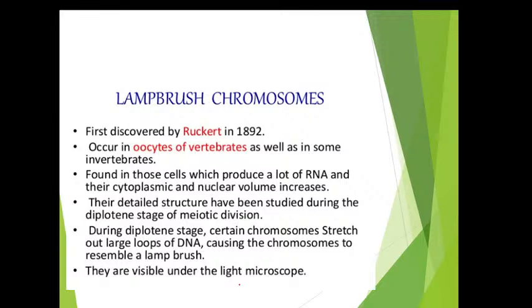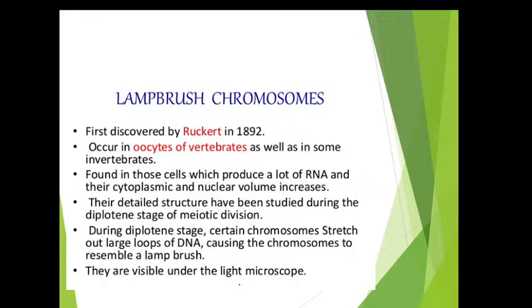Lampbrush chromosomes are specialized chromosomes found in the oocytes of vertebrates. Vertebrates are those organisms which have a vertebral column. In birds, reptiles, or amphibians, the eggs are reserved places for the storage of proteins or food for the young ones. For example, birds store the food which is required for the developing embryo.